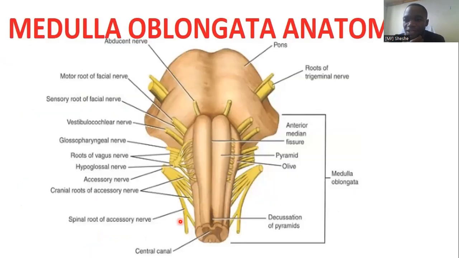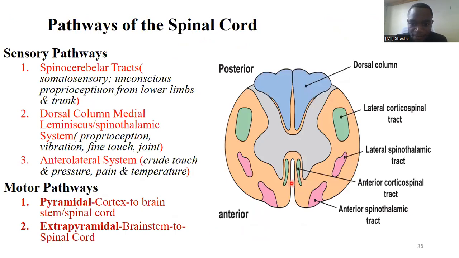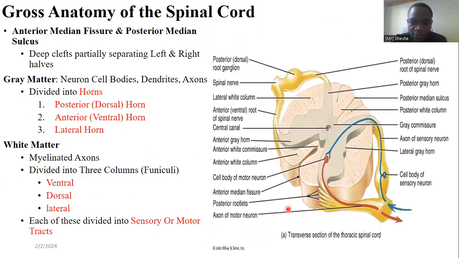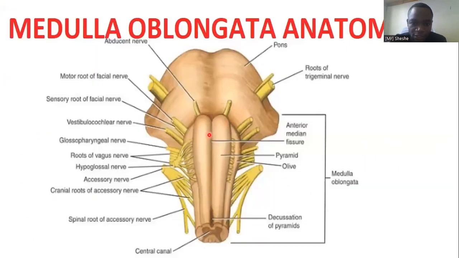So where is pyramidal and extrapyramidal coming from? In the medulla oblongata, you see that there are these swellings. We call these pyramids. Okay, left and right pyramids. Then there's a fissure there. This fissure of the medulla oblongata is continuous with the anterior fissure of the spinal cord. It goes all the way to the medulla oblongata. Remember, medulla oblongata is the last part of the brain. After that is spinal cord. So that name comes from here.